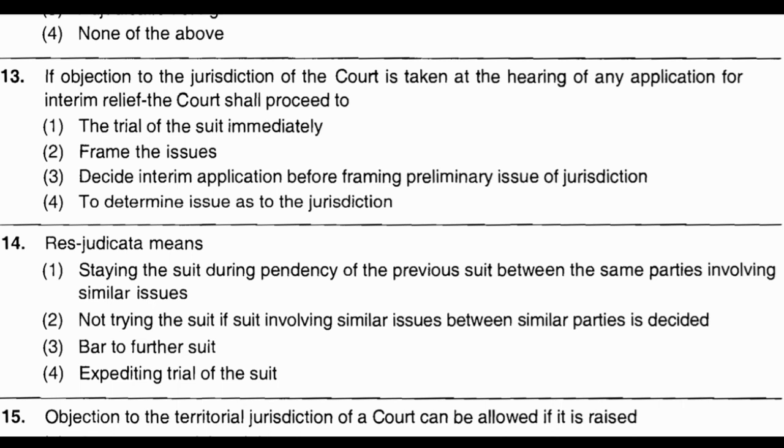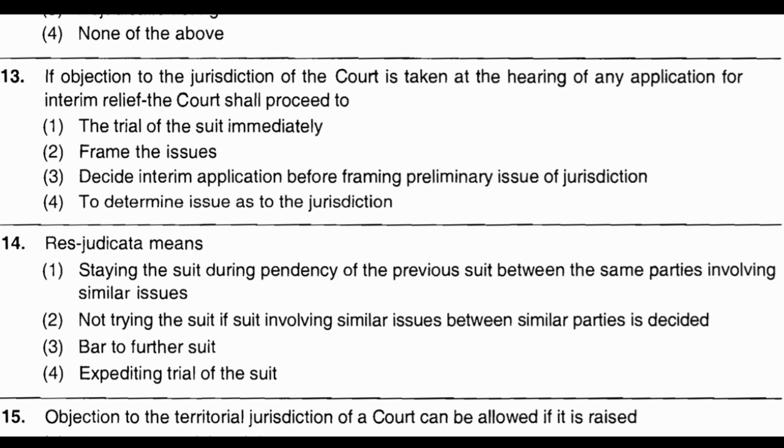Now question number 13. If objection to the jurisdiction of the court is taken at the hearing of any application for interim relief, the court shall proceed to, option number 1, the trial of the suit immediately. Option number 2, frame the issues. Option number 3, decide interim applications before framing preliminary issues of jurisdiction. And option number 4, to determine issue as to the jurisdiction. And the correct answer is option number 4, to determine issue as to the jurisdiction.